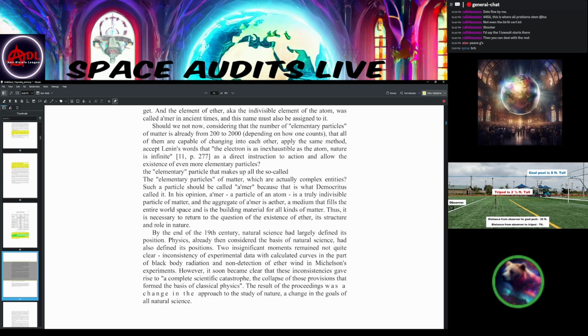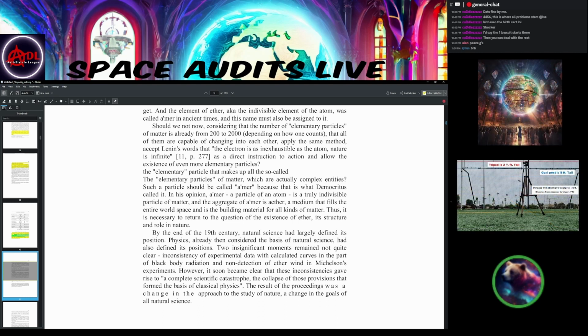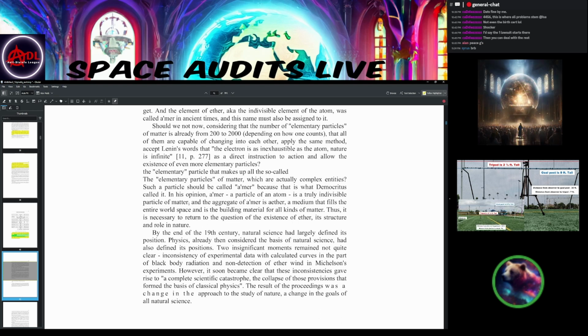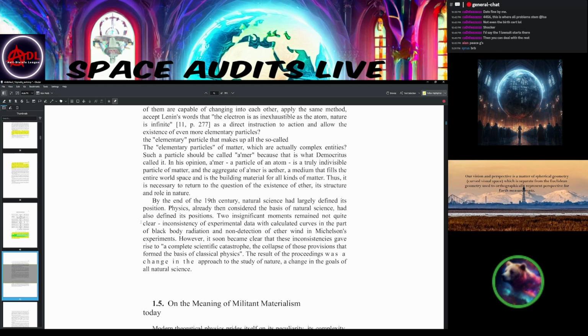I guess such a particle should be called emir, because that is what Democritus called it. In his opinion, emir, a particle of an atom, is truly the indivisible particle of matter, and the aggregate of emir is ether, the medium that fills the entire world space and is the building material for all kinds of matter. Thus, it is necessary to return to the question of the existence of the ether, its structure and role in nature.